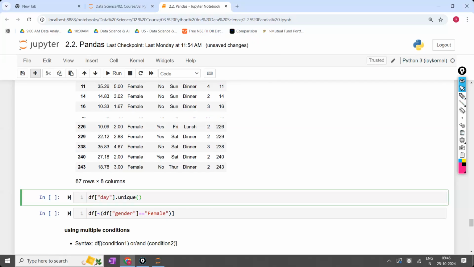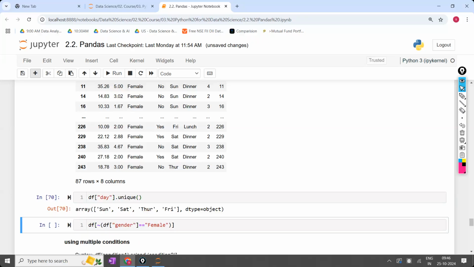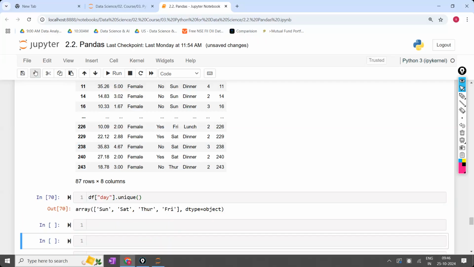Now let us see in the unique, how many categories are there in the day? Four categories are there. Assume if I want other than Saturday, everything, like Sunday, Thursday, Friday, 3 of them I required. So we can write the records is equal to df of day is equal to Sunday, or df of day is equal to Thursday, or df of day is equal to Friday. This is option number 1.